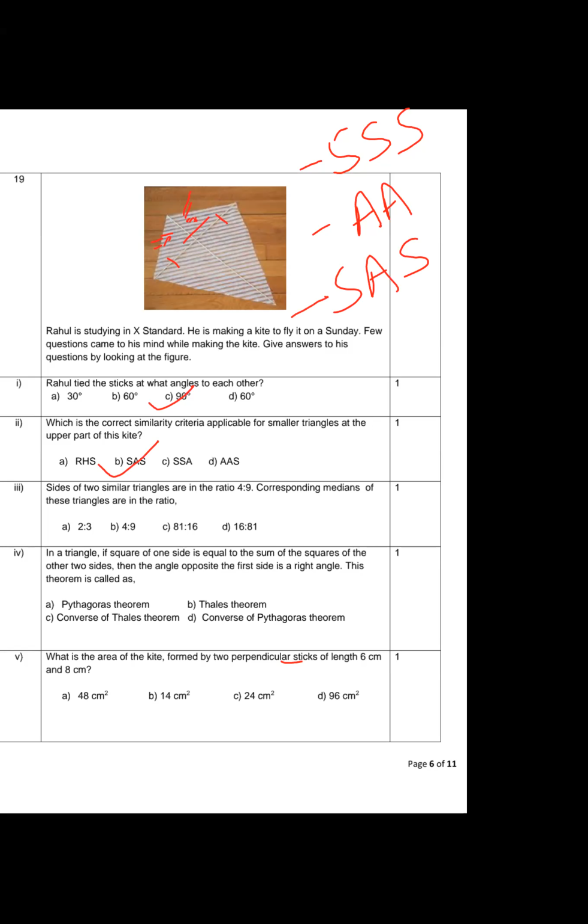Okay? Actually, just notice one thing. They have mentioned 4 criteria. If you look carefully, RHS is never a similarity criteria. SSSA is also not any criteria. AAS is also not any criteria. So which is the best one? The only one: SAS.